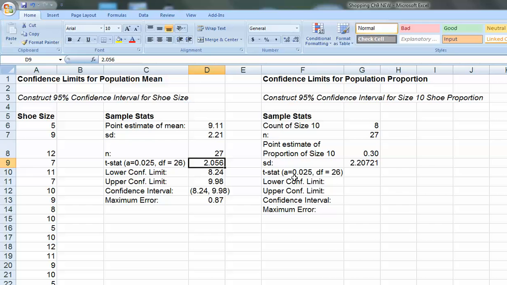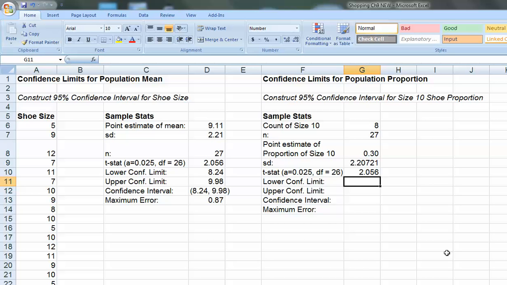My confidence level is 95%, which 1 minus 95% is 0.05, and divide that in half because the t-table only looks at one tail. So we have 0.025. Degrees of freedom are n minus 1, which is 27 minus 1, or 26. And once again, we'll get the same value as before, 2.056.